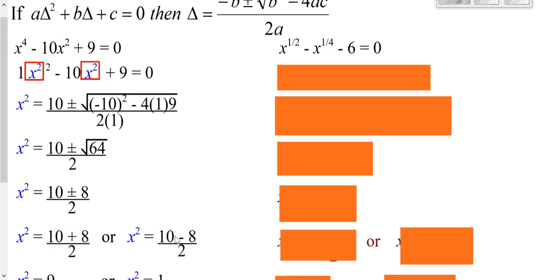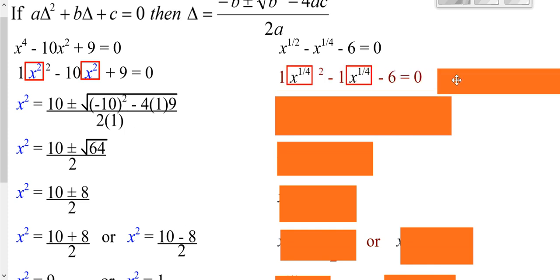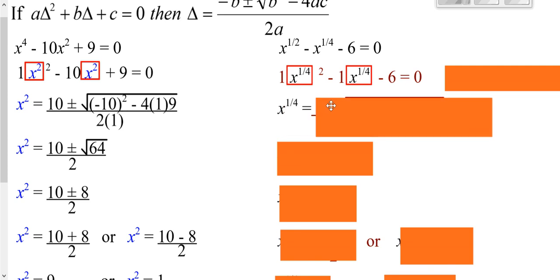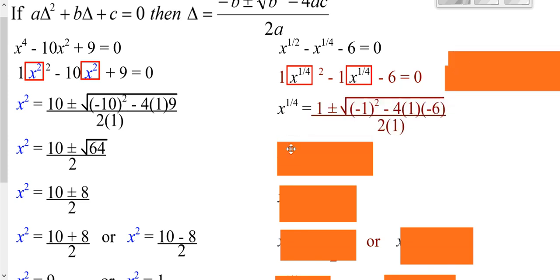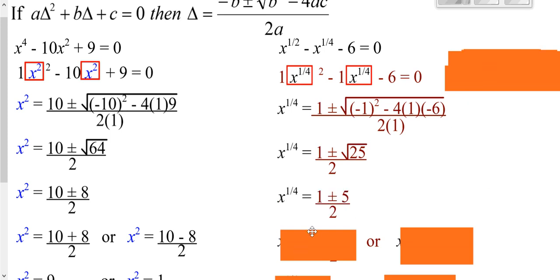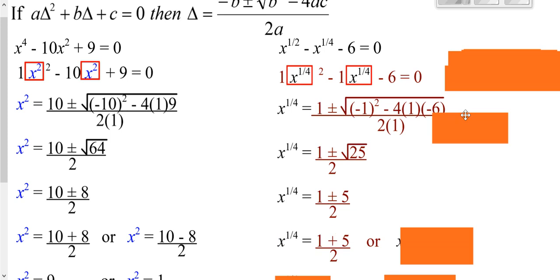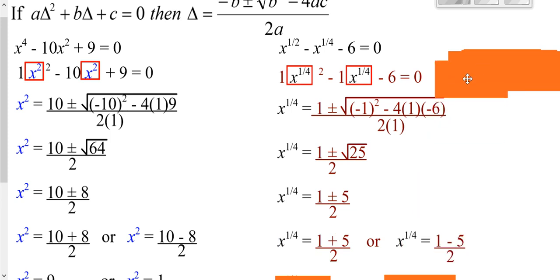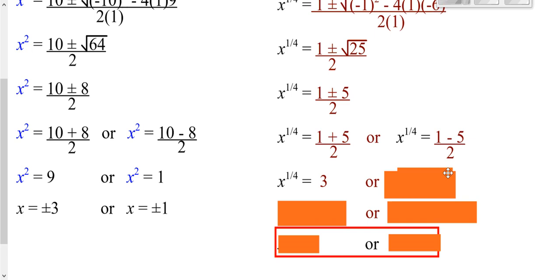This one's also quadratic. You have 3 terms, 2 with variables, 1 exponent of 1/2 that's double the exponent of 1/4. So in quadratic form, it's like this here. So we go x to the 1/4 equals, do our quadratic formula, do what's inside of our quadratic formula, break it apart into 1 plus 5 over 2 and 1 minus 5 over 2. Simplify each one. 1 plus 5 over 2 is 3. 1 minus 5 over 2 is negative 2.